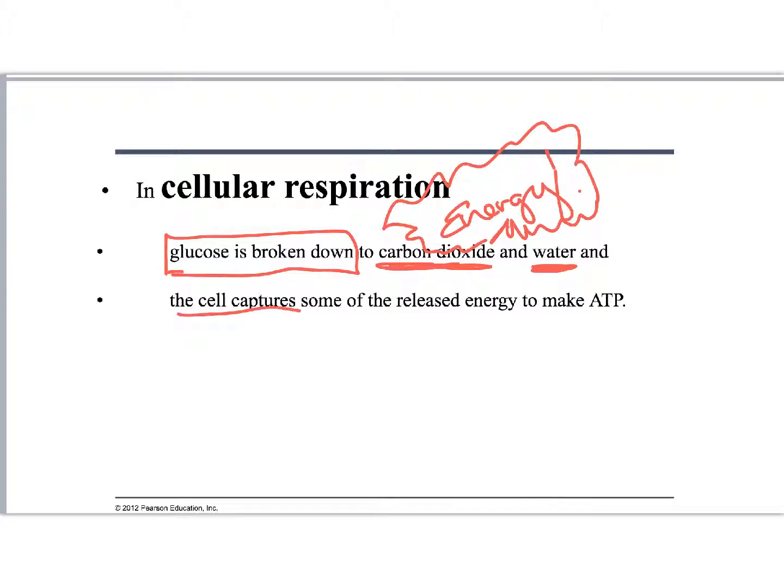So the cell is going to capture some of that energy, as much as it can, and charge it up in these little transport molecules called ATP, adenosine triphosphate.